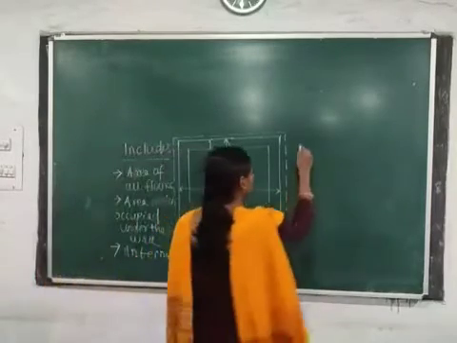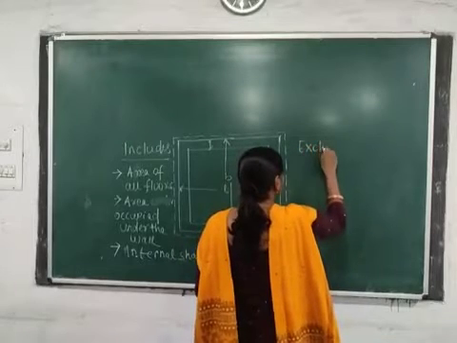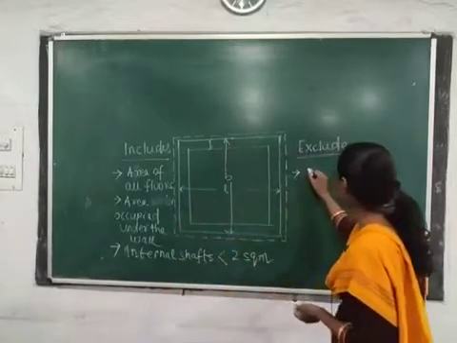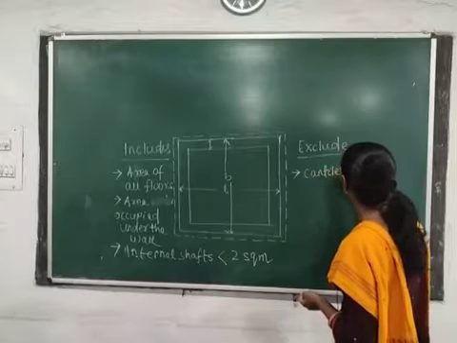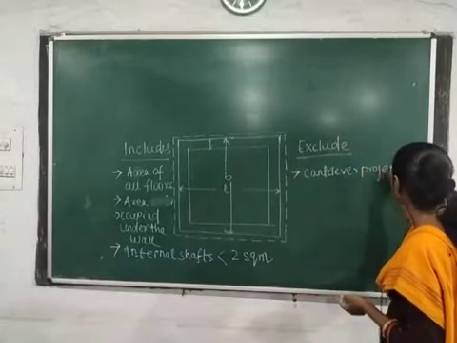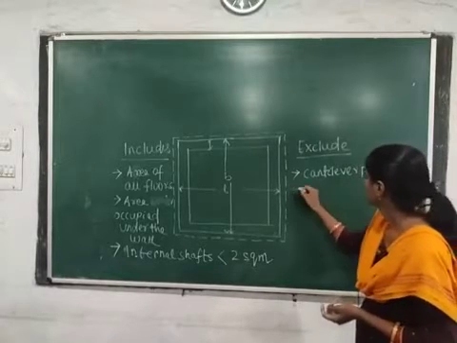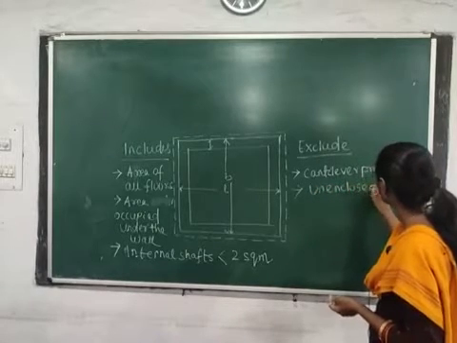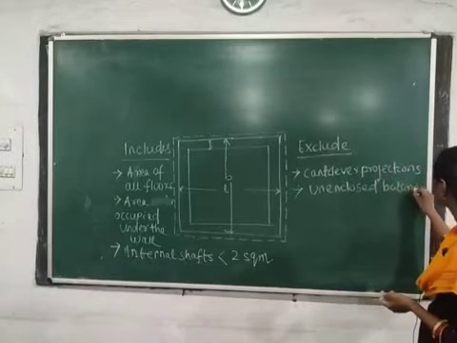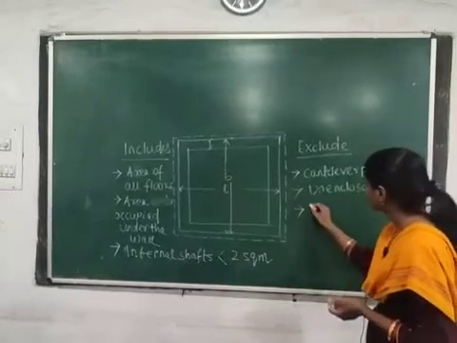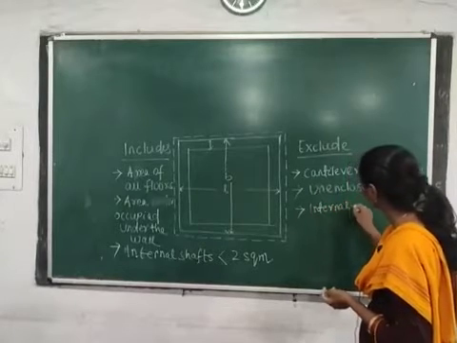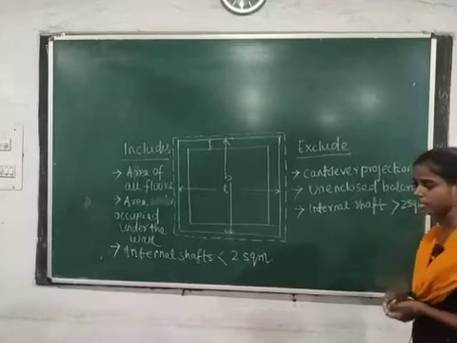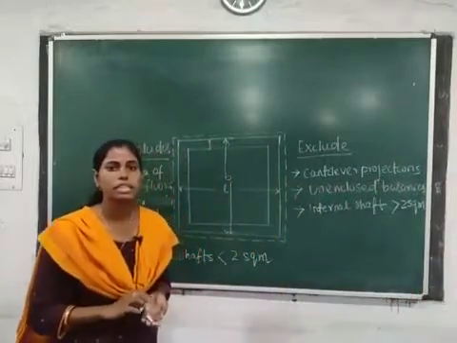And plinth area does not include the cantilever projections, the enclosed balconies, and the internal area of the internal shaft which is more than 2 square meter. So, this is all about your plinth area.